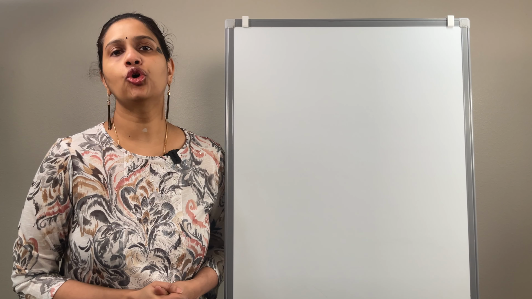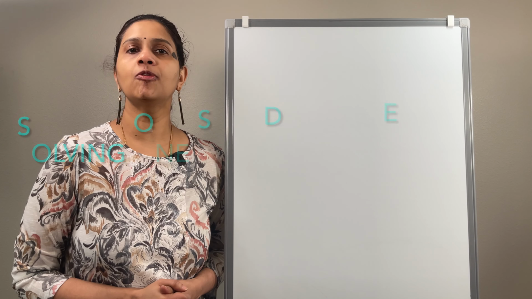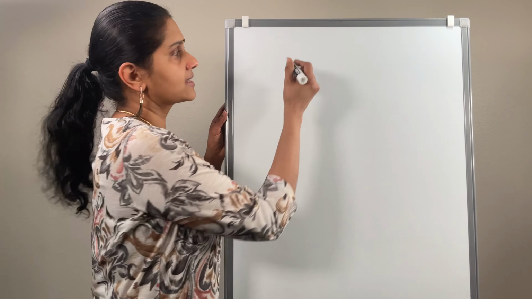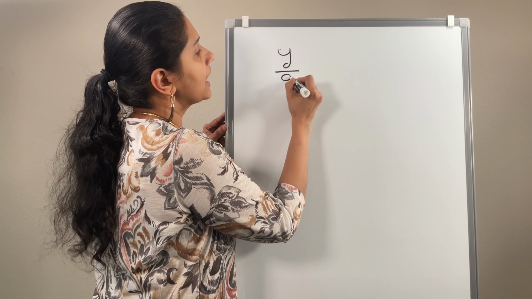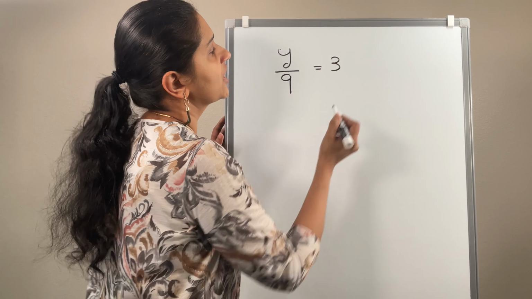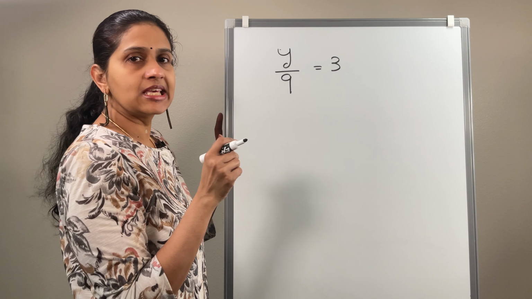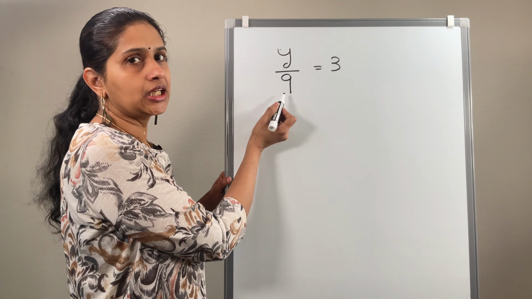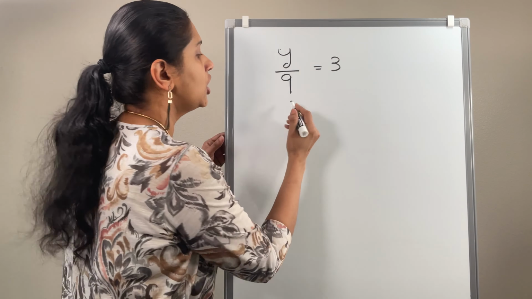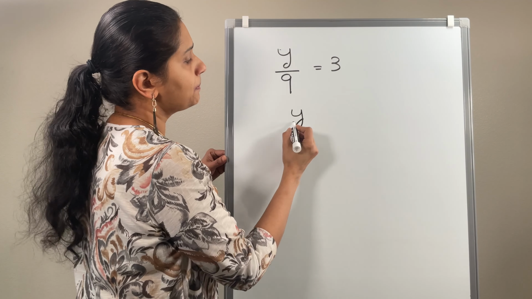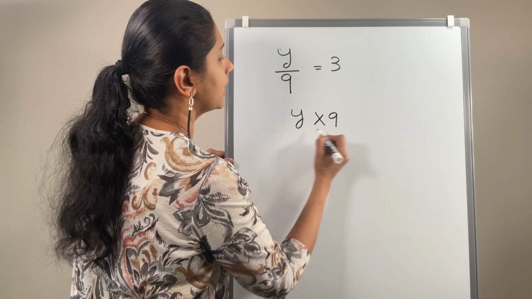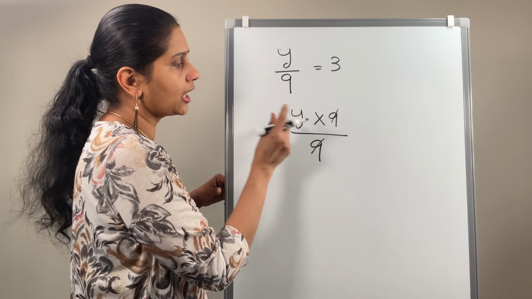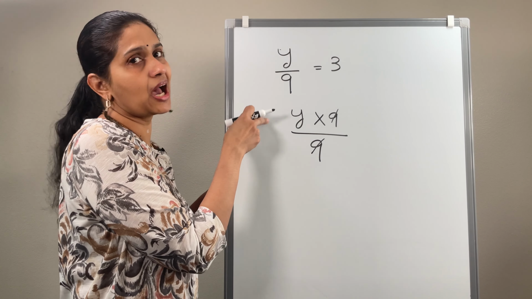In today's video, we are going to discuss solving one-step division equations. Consider the example y by 9 equal to 3. To solve this, first we need to isolate the variable y. So, you have 9 at the denominator. In order to isolate the variable y, you need to multiply y by 9 times 9. What will happen is this 9 will get cancelled out and the variable y will become isolated.